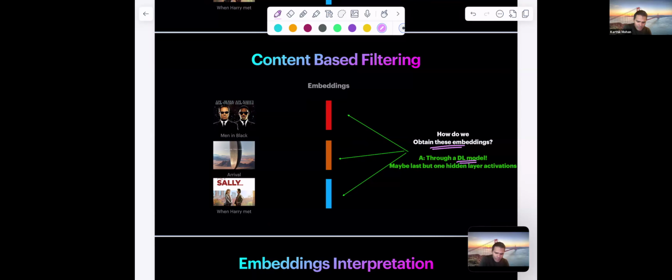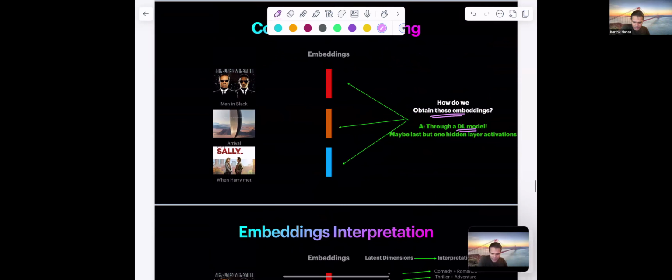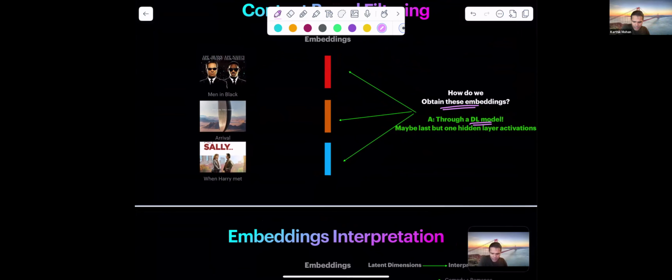a deep learning model. For instance, you have a network that takes in a movie representation and a user representation, and then makes a prediction if the user likes a movie, and that's a deep learning model. Then the last but one layer can help you get embeddings for the movie or the user, right? So one way to get these embeddings is from a deep learning model.